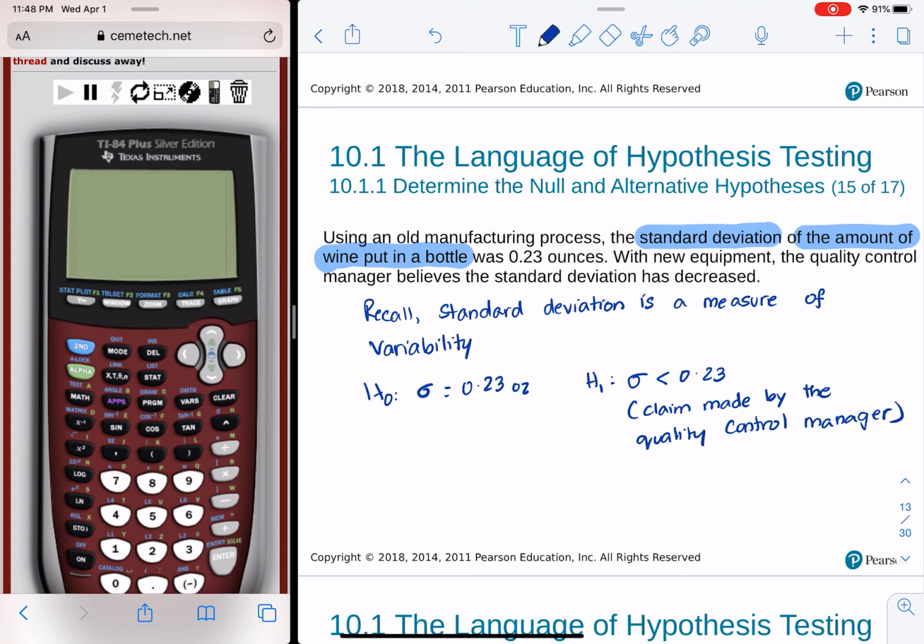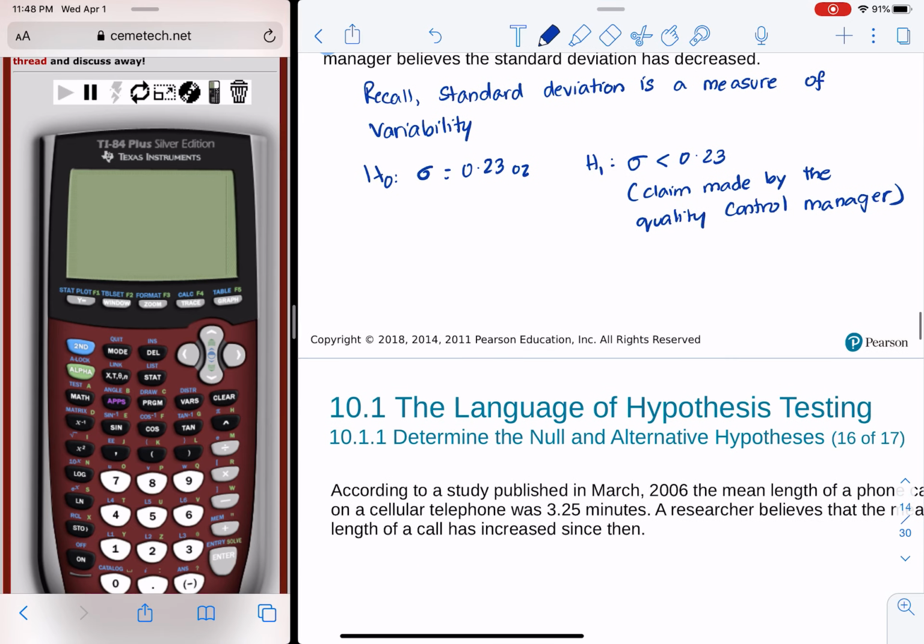So if we do not find evidence toward the alternative, which is H1, we're simply going to say nothing has changed because of this new equipment. There is no effect that was introduced due to this new equipment. So the standard deviation of variability is still 0.23 ounces.